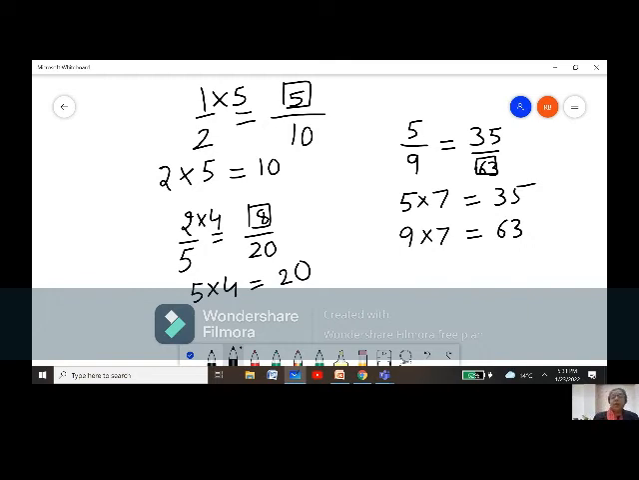Now, how can you find out the missing number? By counting the table of the given number, you can easily find out the missing numbers.